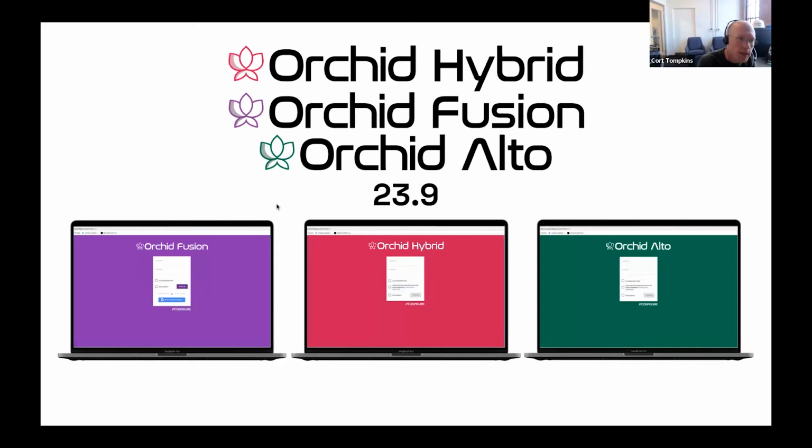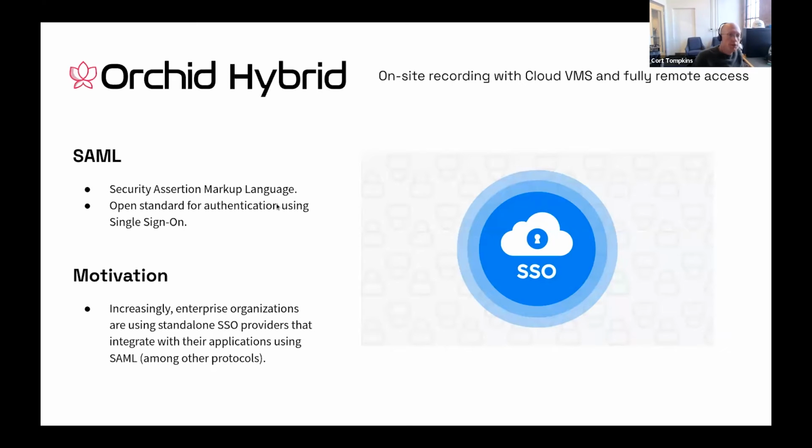All right, so now moving on to Orchid Hybrid, Orchid Fusion, and Orchid Alto 23.9. Again, these are our enterprise applications. If you've got an Orchid installation that's managing multiple locations, multiple sites, multiple servers, you'll be using this enterprise interface, and that's where the majority of the new features are for our 23.9 release. So the big new feature in 23.9 is we now support SAML for single sign-on.